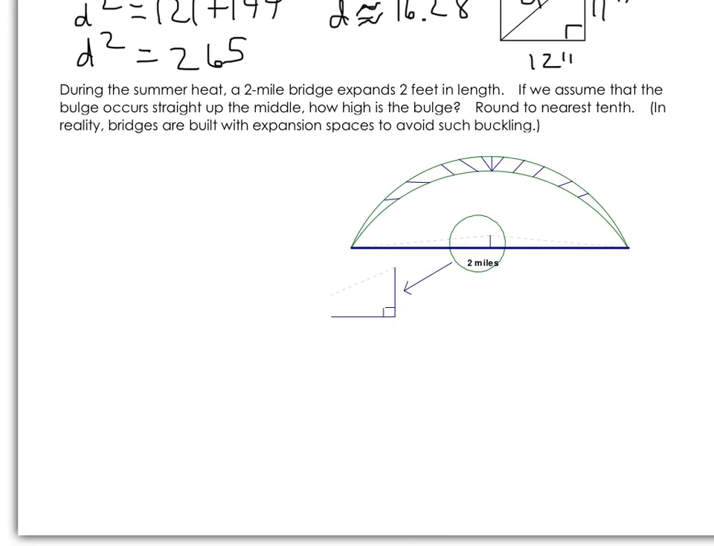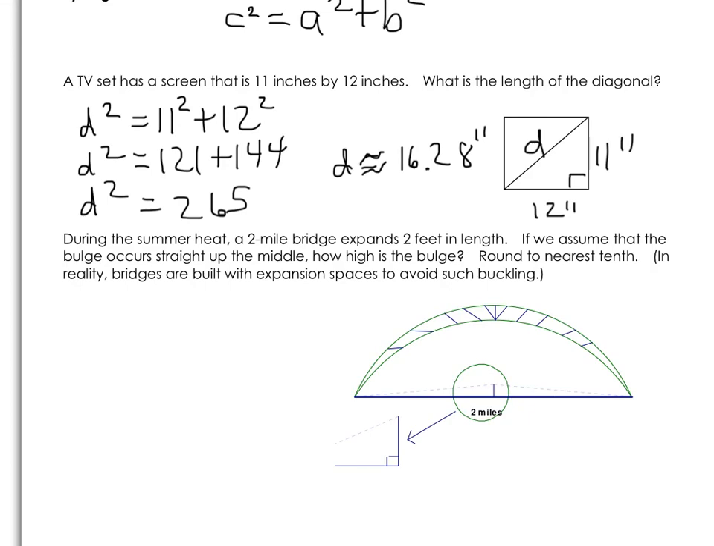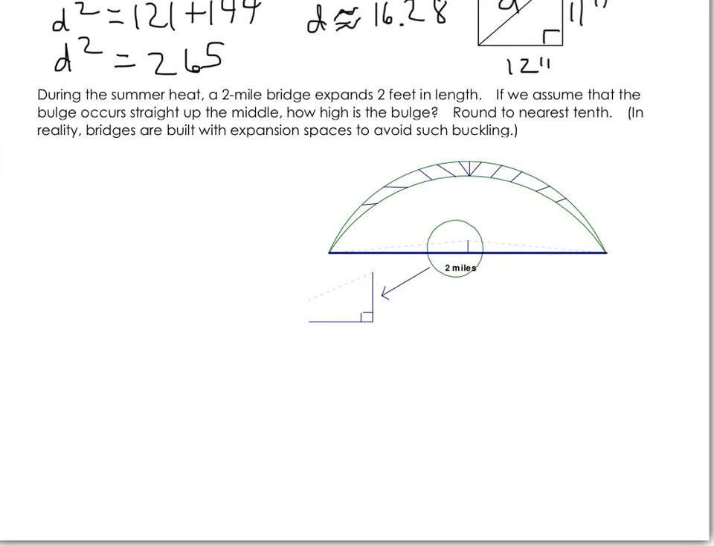Is that how they tell us how big a TV is, using the diagonal? Or do they use the length and the width? During the summer heat, a 2-mile bridge expands 2 feet in length. If we assume that the bulge occurs straight up the middle, how high is the bulge? Round to the nearest tenth. In reality, bridges are built with expansion spaces to avoid such buckling. Well, that's good news. Otherwise, I didn't want to drive across a 2-mile bridge in the heat of the summer.